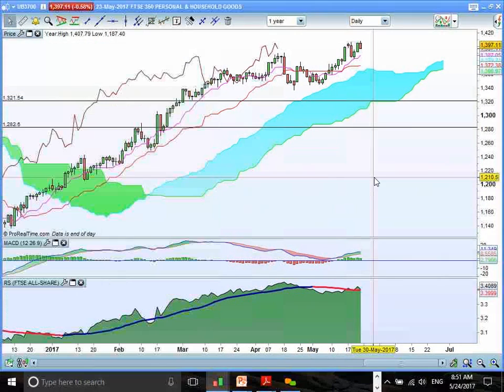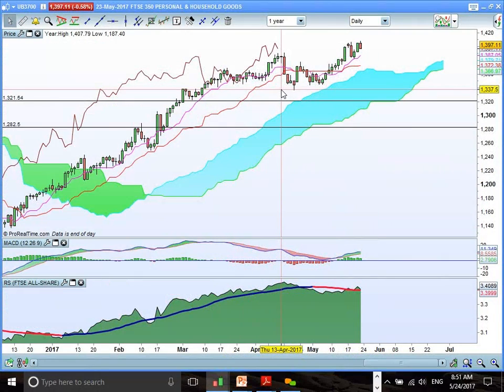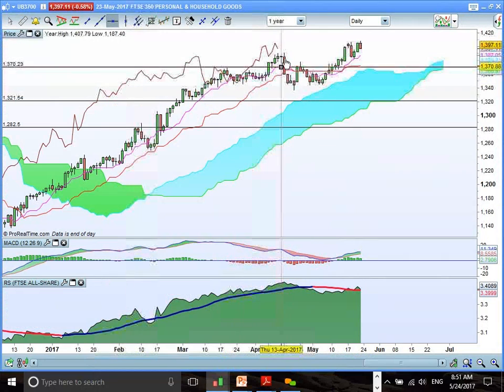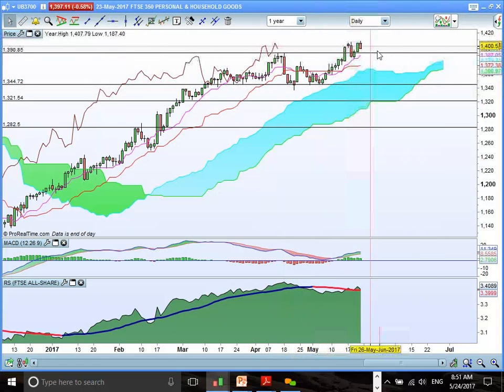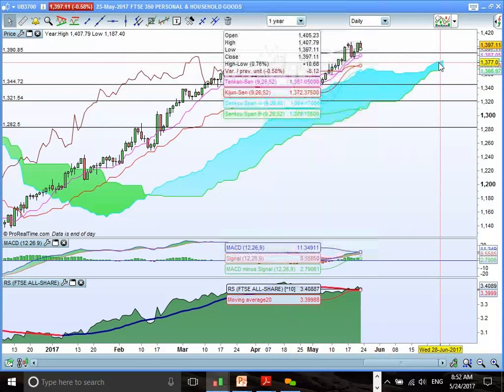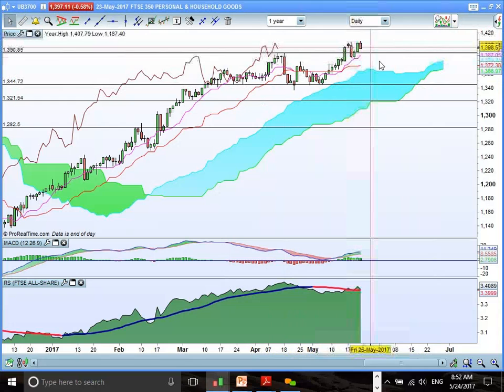Personal household products also broke out of a trading range here. Let's call it a base. Nice long base. So it still needs to find support at the top end of the space. It's going to retest that downside risk towards the front end of the cloud here at 1377. It can still dip into that zone to see how strong that support is.